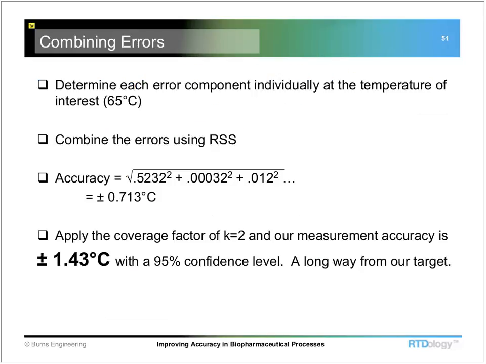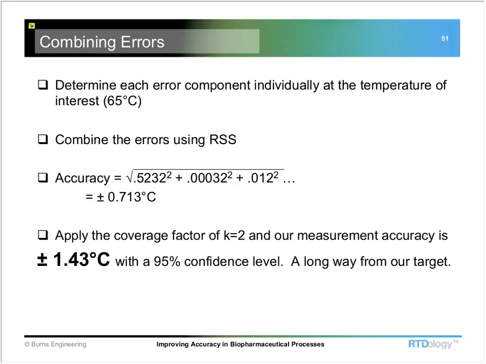If we take all these errors and combine them using root sum square, we end up about 0.713. And if we apply a coverage factor, so for 95% confidence level, wow, we're almost at 1.5 degrees. That's a long way from where we want to be. And this is just taking standard components off the shelf, hook them up, plug them into the process, and away you go. So you can see that just doesn't work for getting something better than half a degree C.